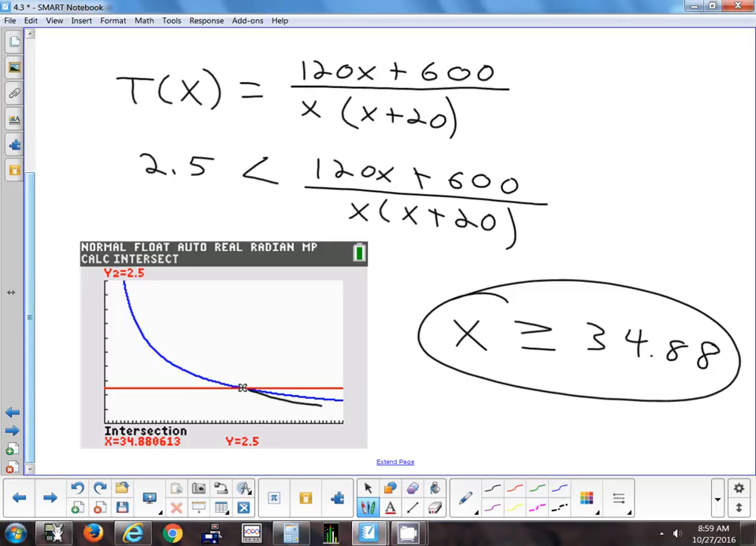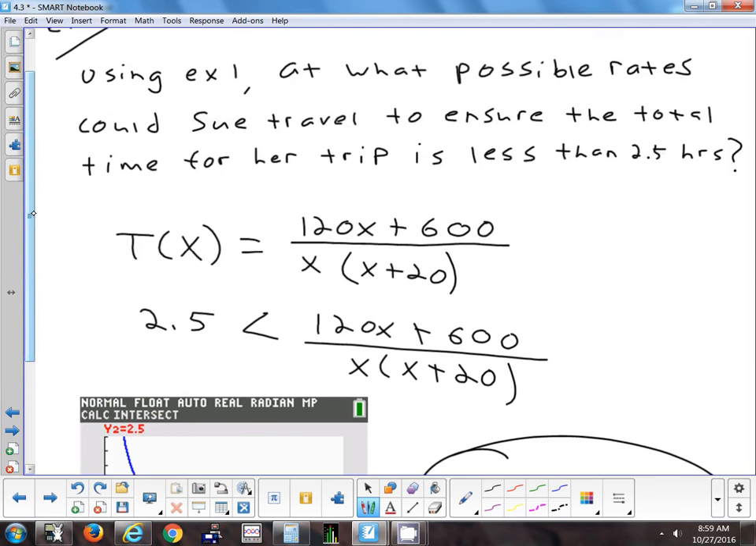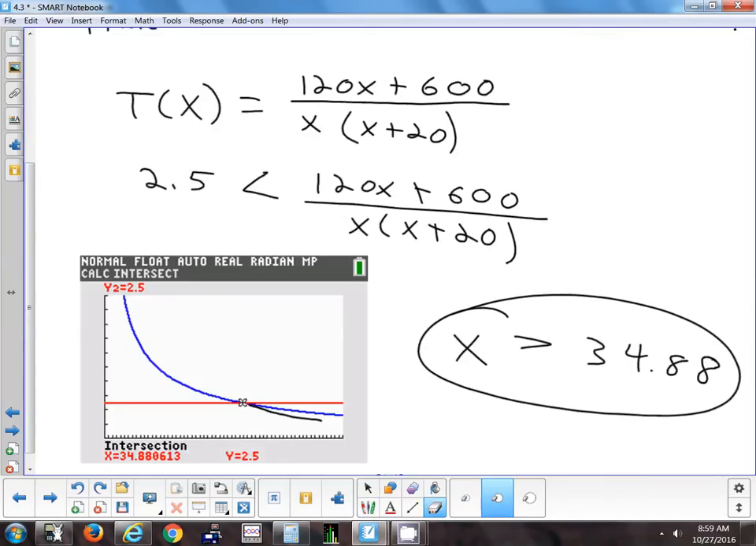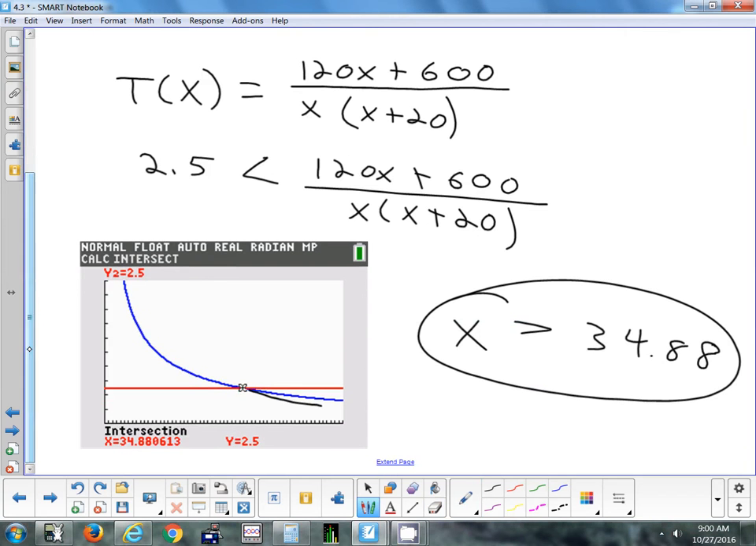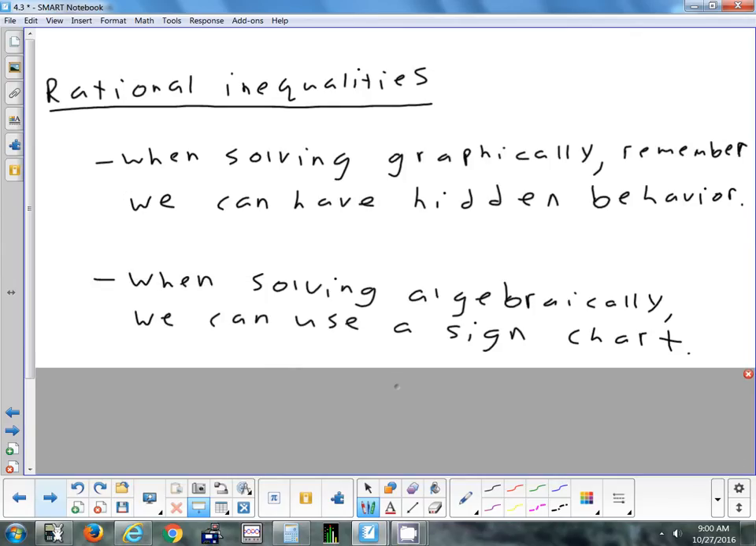Okay, so graphically, it's pretty much the same. Find the intersection point, but then decide, should it be greater than or equal to, or less than or equal to? Now, technically, did it say less than 2.5 or less than or equal to 2.5? It said strictly less than, so really she has to drive faster than 34.88 miles per hour. Technically, so you should write it that way. All right, so what we just did was solve a rational inequality.